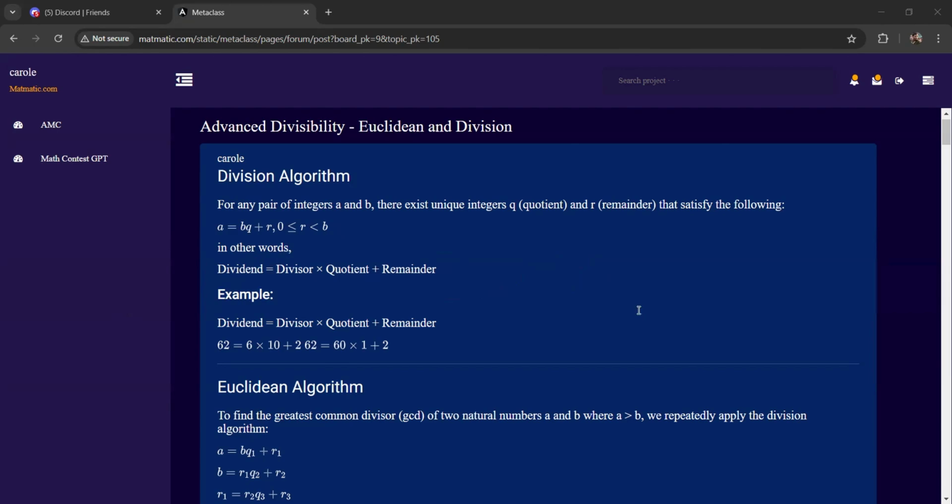And here we have an example. We have 62, which equals 6 times 10 plus 2. This is the dividend. This is the divisor, quotient, and remainder. Okay, so that was starting off pretty easy. So moving on.